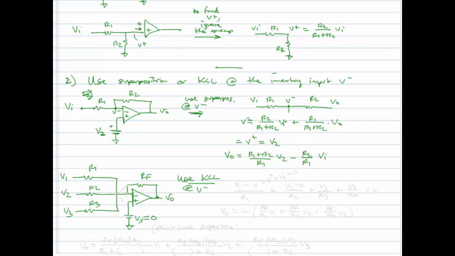So we look at this node here, and we see that we have 3 current paths through R1, R2, R3, and then a 4th current path through RF. This goes into the same node. There's no current path into the op-amp.